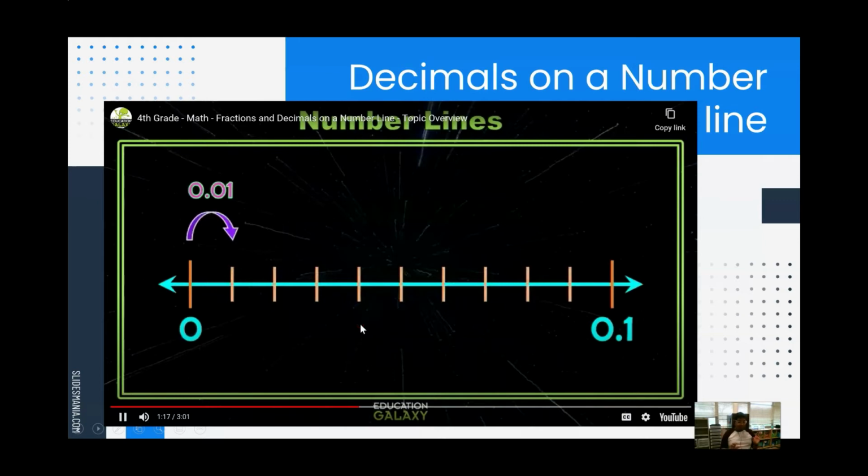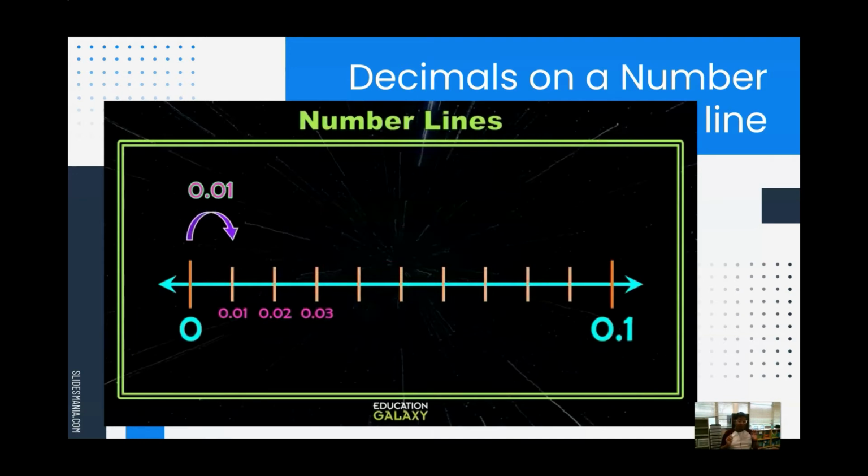So that makes that first tick mark 1/100, second tick mark 2/100, third tick mark 3/100, fourth tick mark 4/100. Well, I think you get the idea. Let's look at an example.